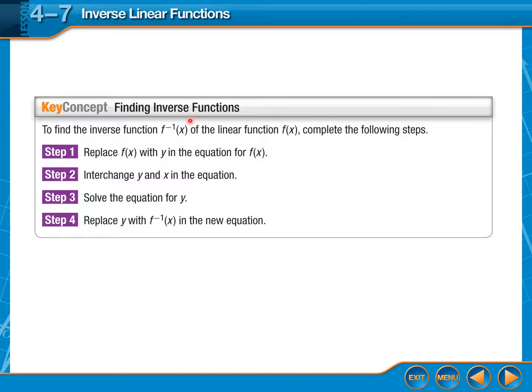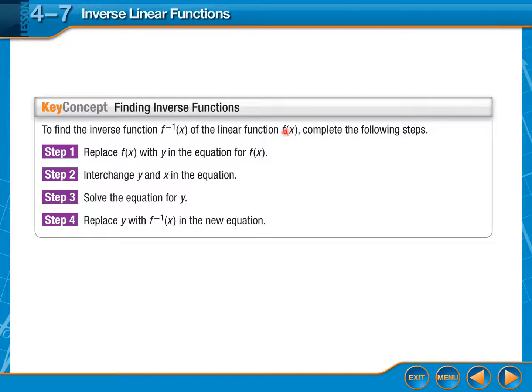And this right here is the notation for the inverse function. Function notation is this, f of x. This is saying the function of the variable x. Well, to write the inverse of this function, we use f and then an exponent of negative 1. So f to the negative first of x. And we just read this as the inverse function of x.